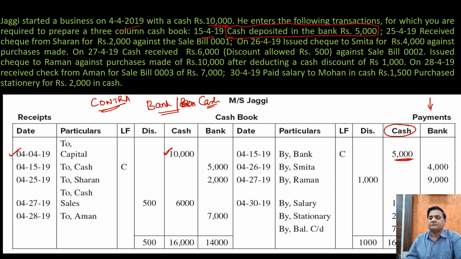Since it is deposited into our own account, which is an asset again, my bank balance goes up. Whenever an asset increases, it is to be debited. See the bank account here, debited with 5,000 rupees. Date is the same, 15th of April.